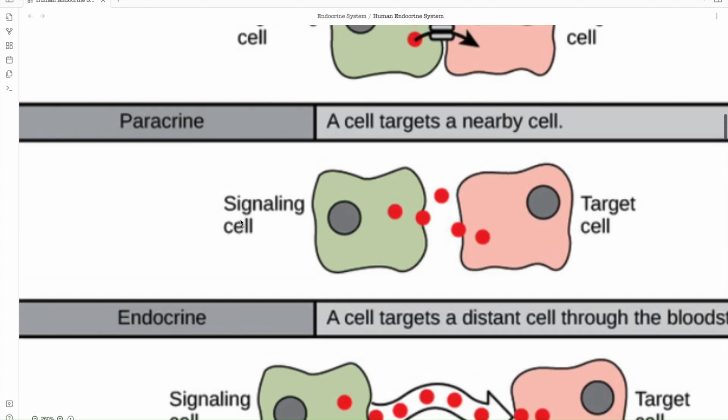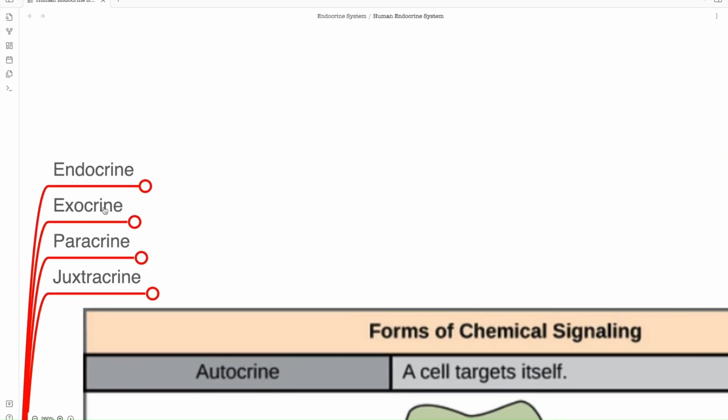The next thing is exocrine. As the name suggests, exocrine means the secretion will be outside. So these glands contain ducts. The main difference between endocrine and exocrine is that endocrine glands do not contain any duct, but exocrine glands do. Just like our sweat glands, the secretions go out through ducts and reach the cell surface. So that is exocrine.